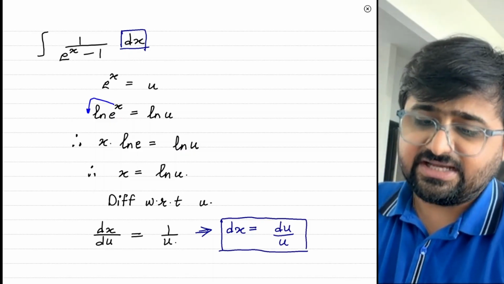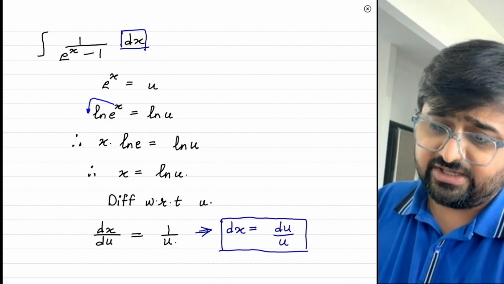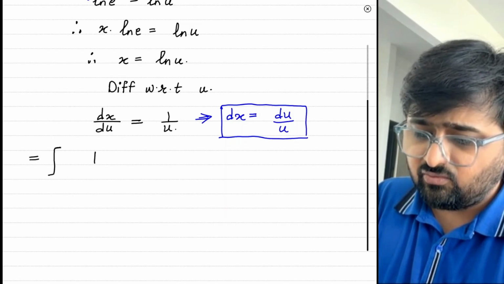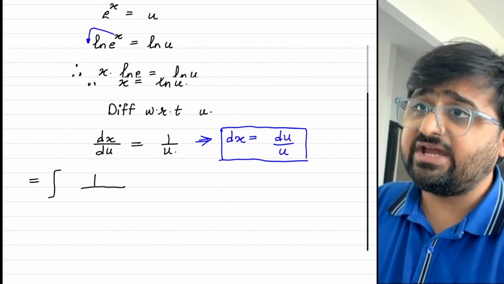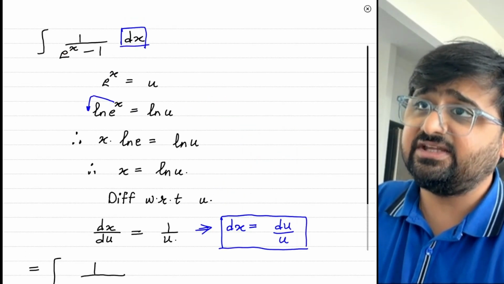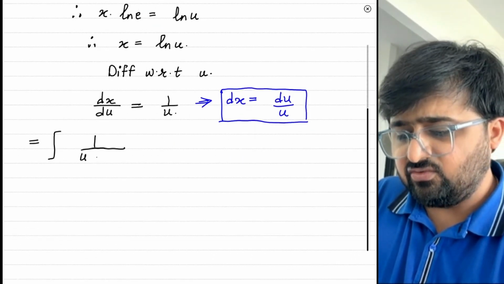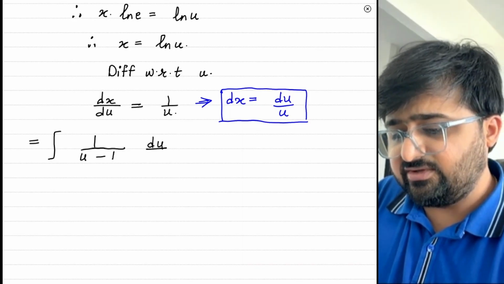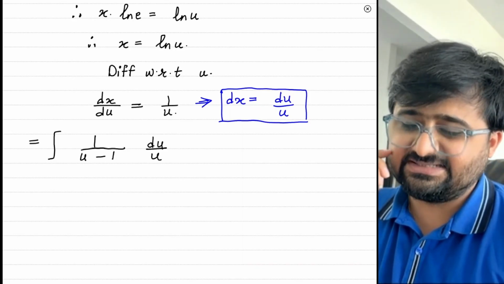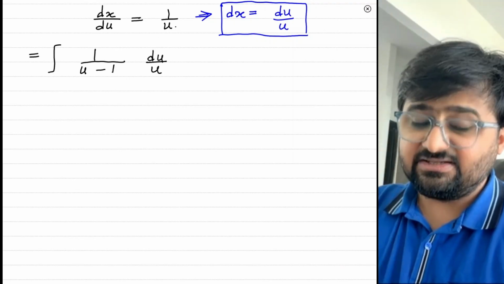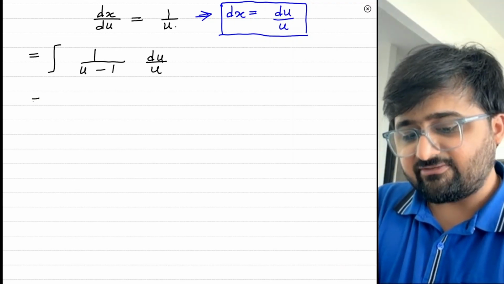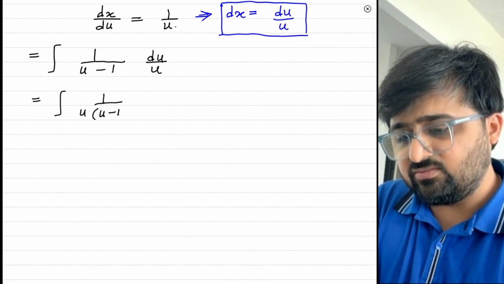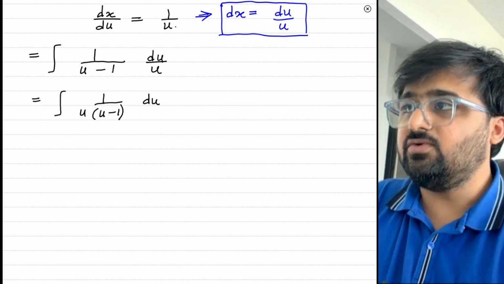So now let's convert the entire integral from the x world to the u world, and you would have the integral of 1 over, it was e raised to x minus 1, but e raised to x is nothing but u. So you can write u minus 1, and instead of dx, you can just write du divided by u. I hope that makes sense. Now, if you notice carefully, this integral is turning out to be an integral which you see in partial fractions a lot. So this will become 1 over u times u minus 1 with respect to u.